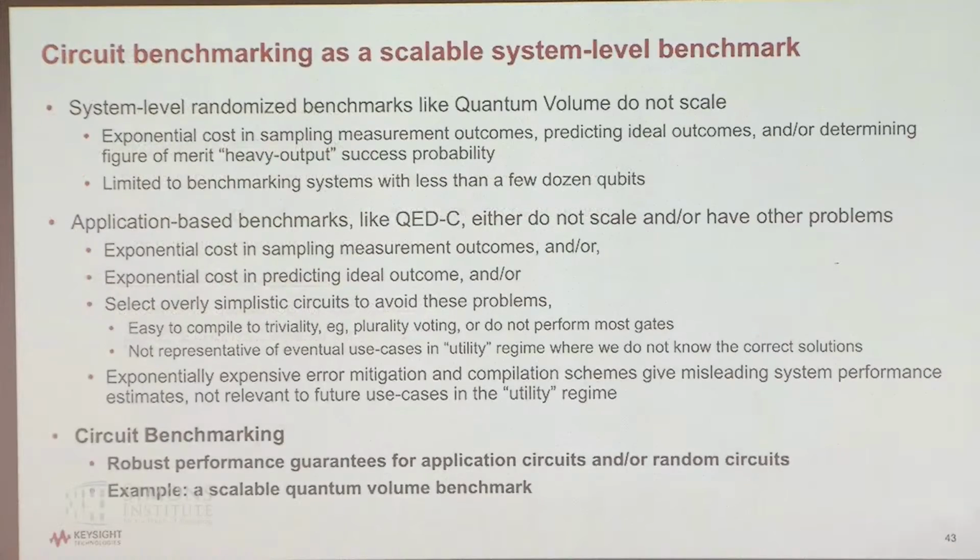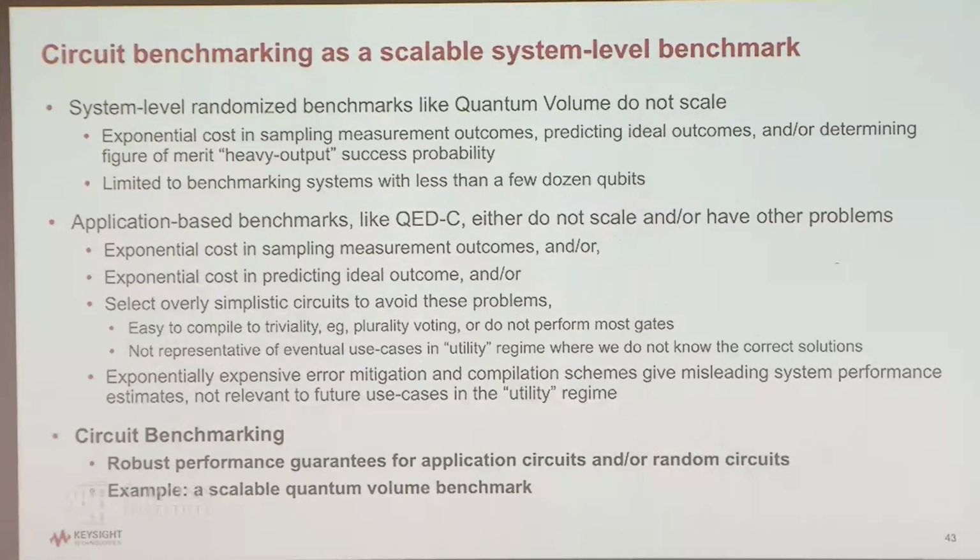So we talked about benchmarking components. We talked about benchmarking parallel instruction sets or cycles. Now, what about benchmarking entire applications, entire circuits? How do we do that? So we've seen proposals for system level benchmarks. There's actually a whole zoo of system level benchmarks that have come out in the past few years.